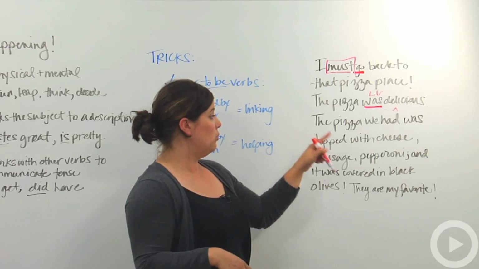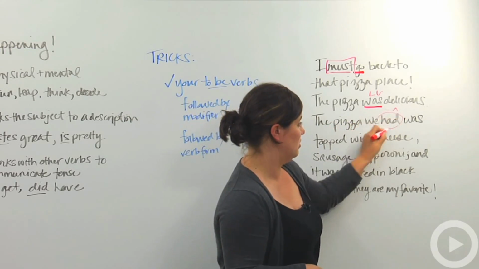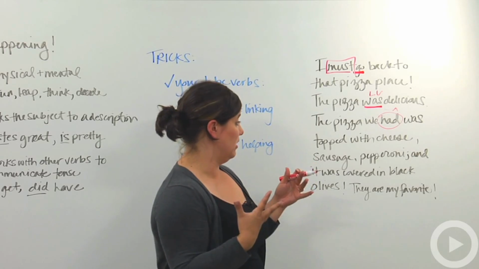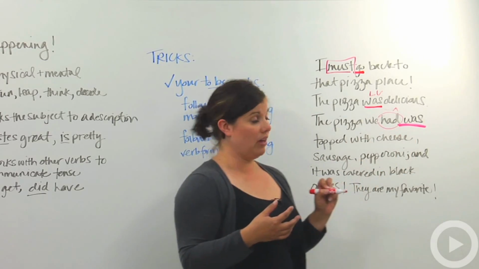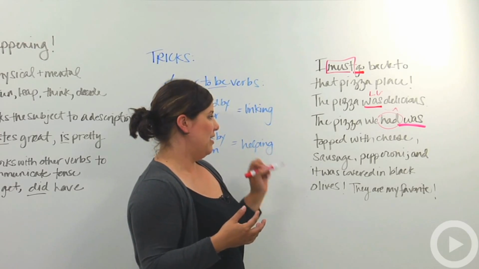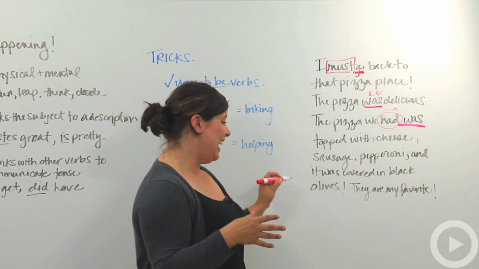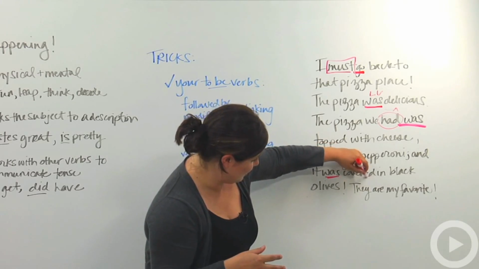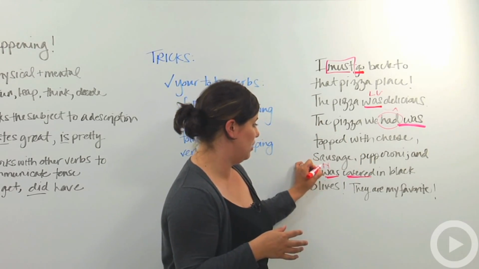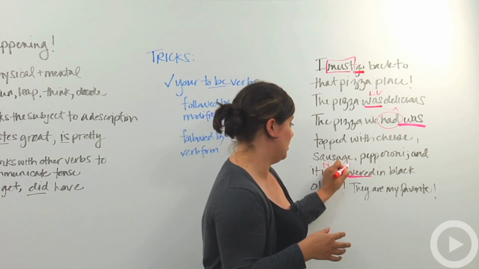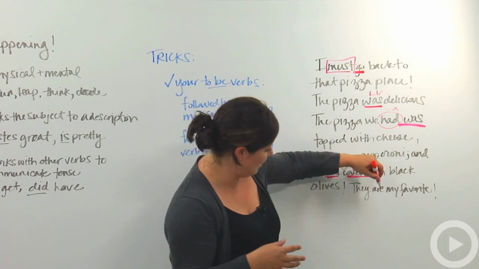All right. The pizza we had was topped with cheese. So first, we had the pizza. That's something that we did. And then this is also describing it. So we've got another verb, was. It was topped with cheese, sausage, pepperoni. And that sounds really good. And it was covered. All right. So we've got was over here as our helping verb. That's telling us when covered happens. So that's an action.